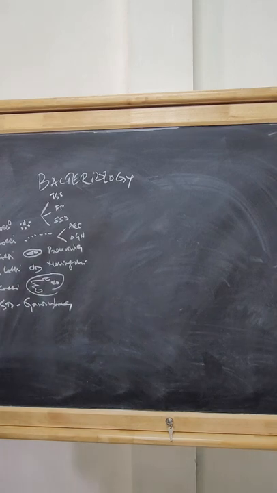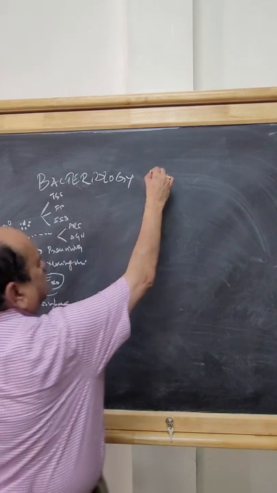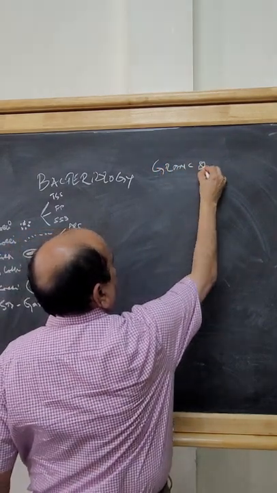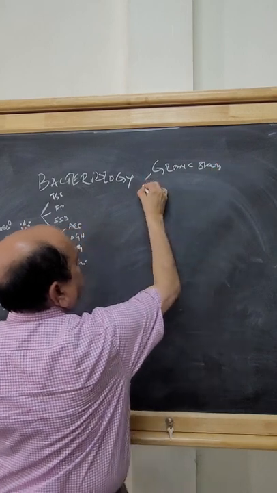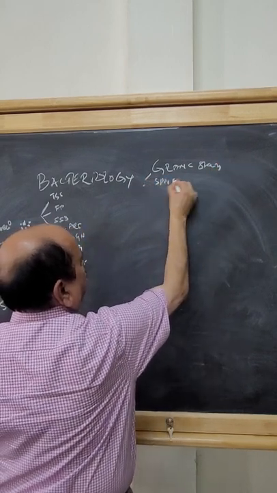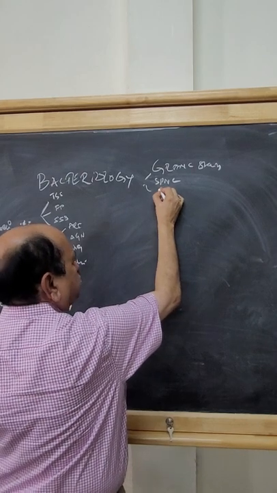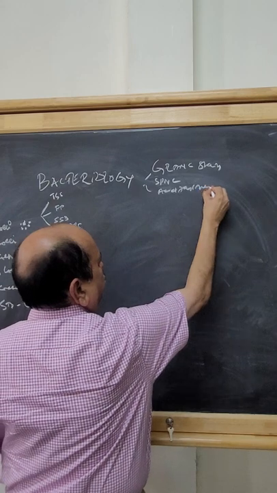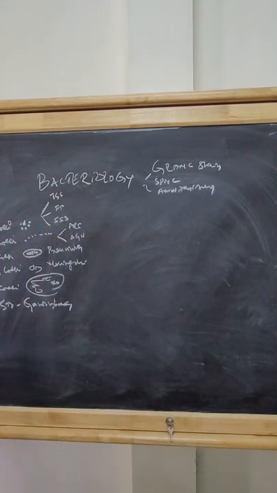They are classified depending on three criteria. One is gram staining. Second is ability to form spores. Third one is acid fastness.